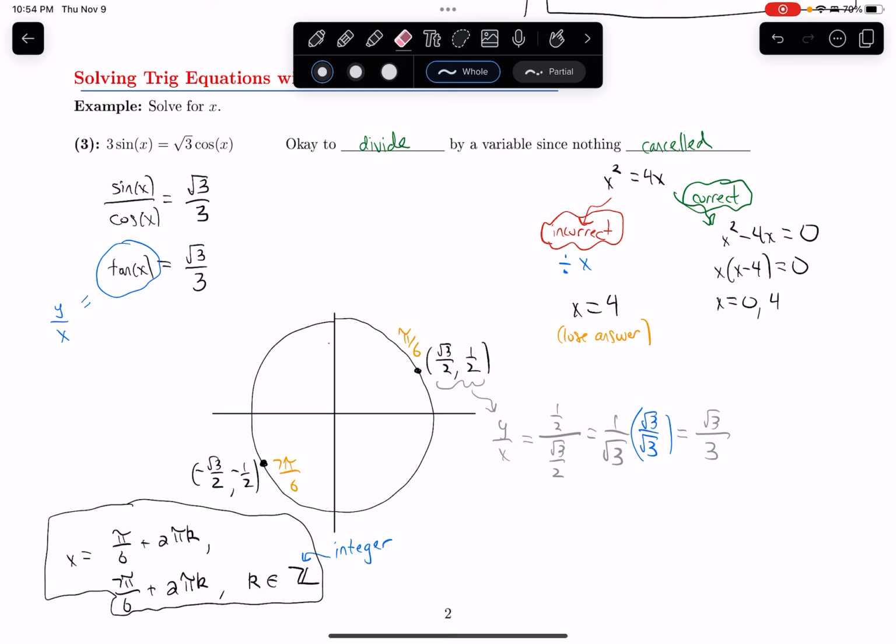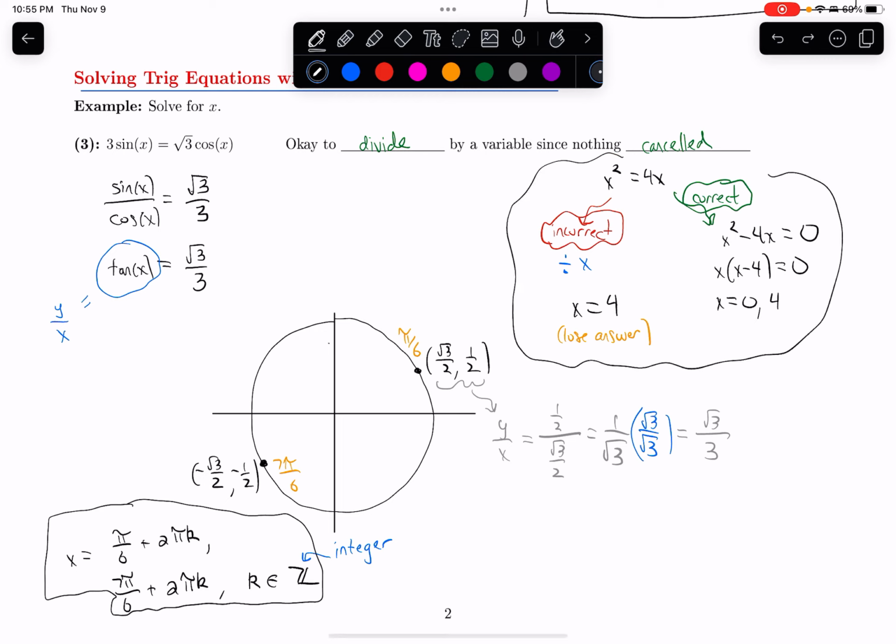So this was the correct answer over here. So I'm going to put a little thought bubble around this. One of the reasons why we ended up losing an answer when we divided both sides by x was, well, what if this thing that you're dividing by ended up being 0? And that ended up being precisely the answer that we lost. That's why we weren't able to divide both sides by the x.